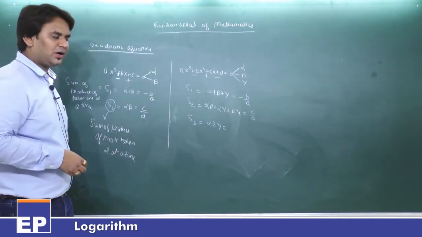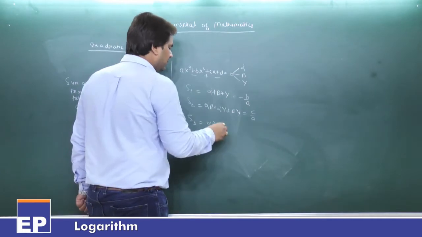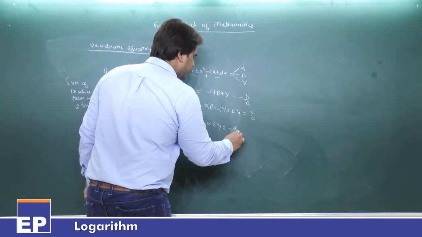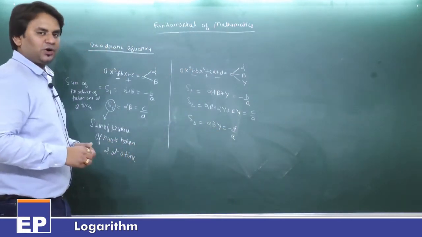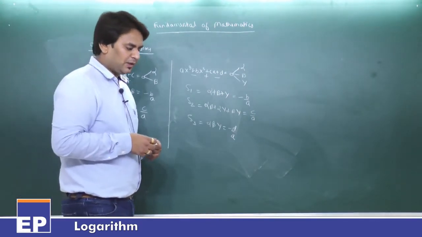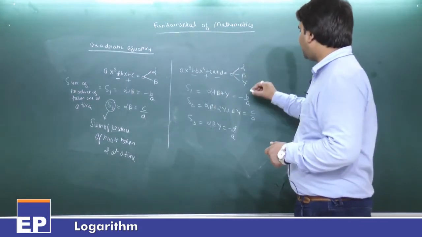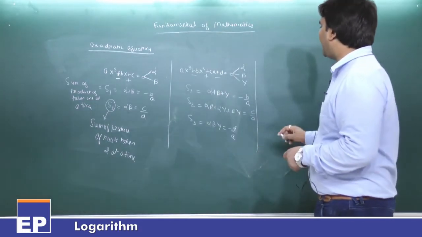Next, what is S3? Alpha into beta into gamma. That comes out to be what? Plus minus is minus. It will become minus d by a. So this is the short form of how to calculate the sum of the roots, the sum of the product of the roots taken 2 at a time and the sum of the product of the roots taken 3 at a time. Now I am taking one biquadratic equation.